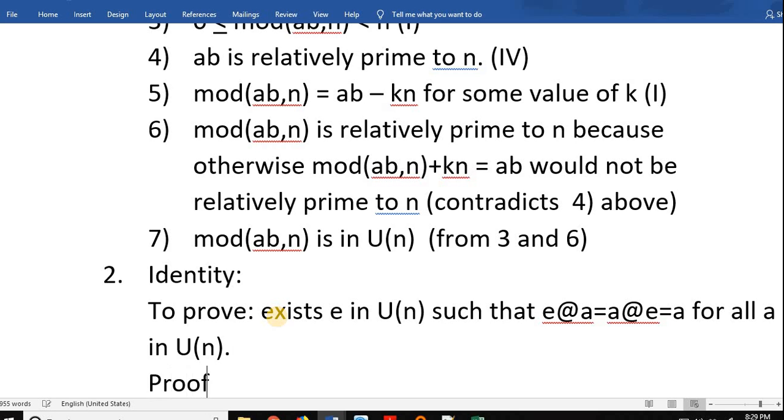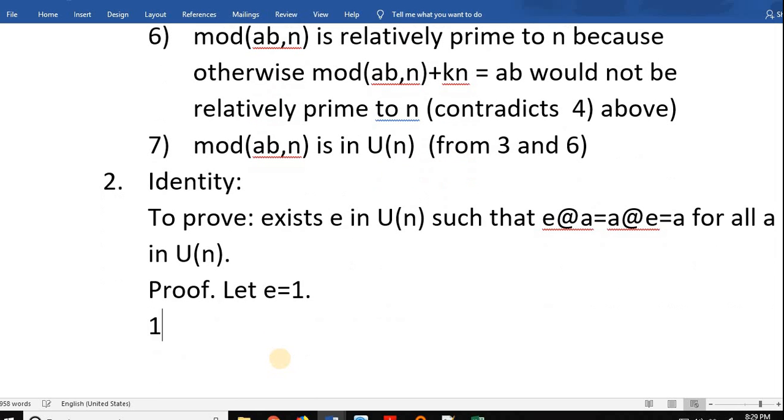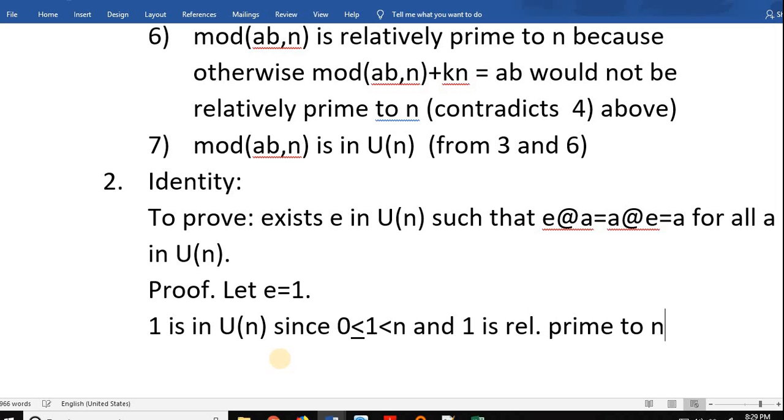Okay, so let's do the proof. All right, so what is this entry E? This E is going to be 1. Okay, let E equal 1. Right? Now 1 is in U of n, since 1 is between 0 and n, and 1 is relatively prime to n. Okay, so 1 is in U of n.